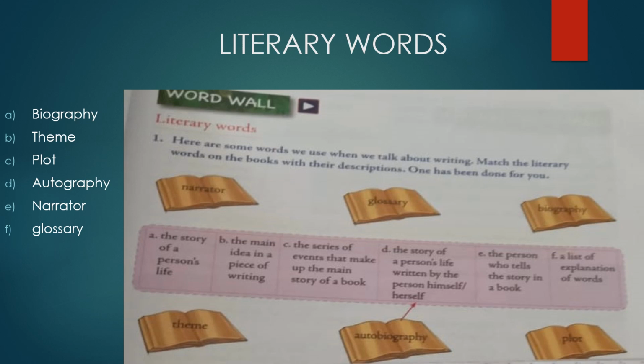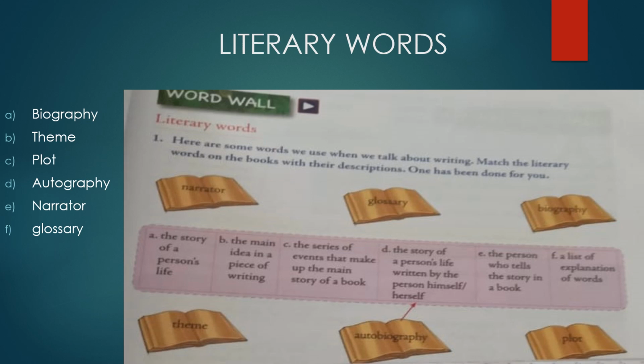Now come to E. The person who tells the story in a book. That is very common. Yes, narrator. The person who tells the story in a book is called a narrator. Now last, F. A list of explanation of words. Well, glossary. Glossary. So children, I hope this is clear to you.